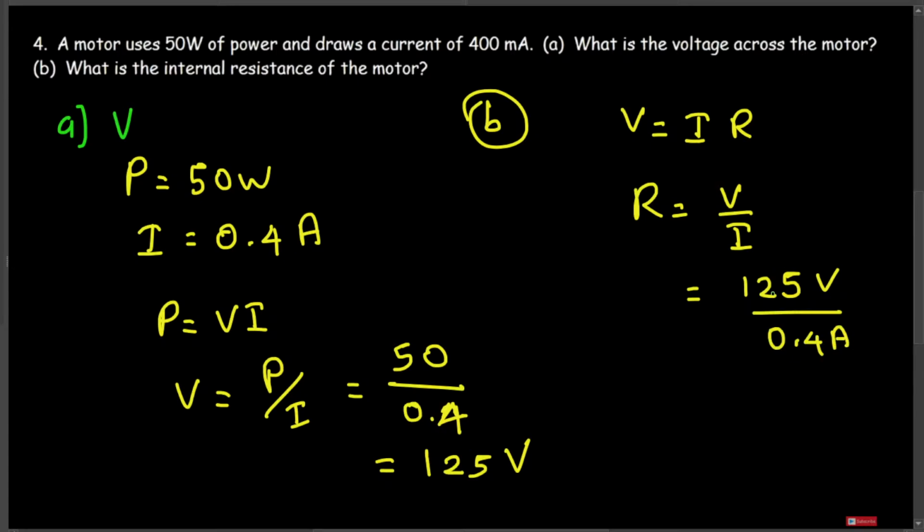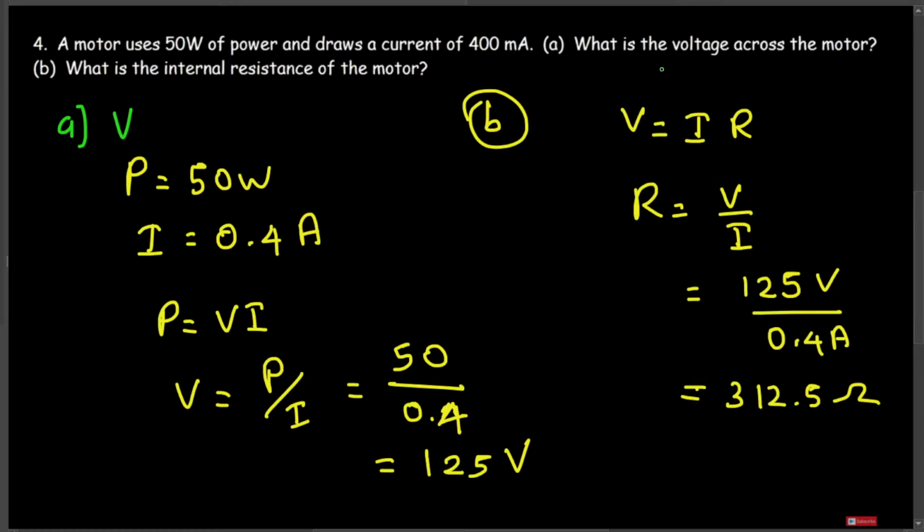And if we divide 125 divided by 2 is like 62.5. 62.5 divided by 2 is like 31.25. Since this is 0.4, we are going to have 312.5 ohm. That's the resistance, and that's the answer for this question.